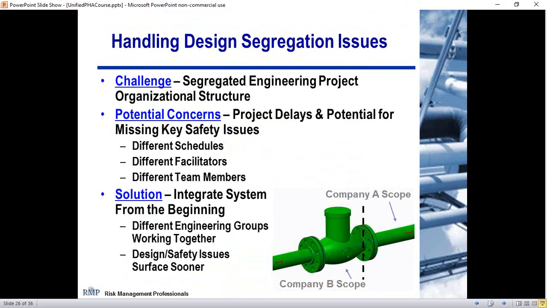Okay, so another key thing I want to talk about is I mentioned don't define a node boundary in the middle of a flow segment. Design segregation issues are of heightened concern during a design HAZOP study. All right, you've got the engineering contractor who works on this piece and the piece afterwards, and in the middle there's a vendor package or piping. All right, it's one flow path.